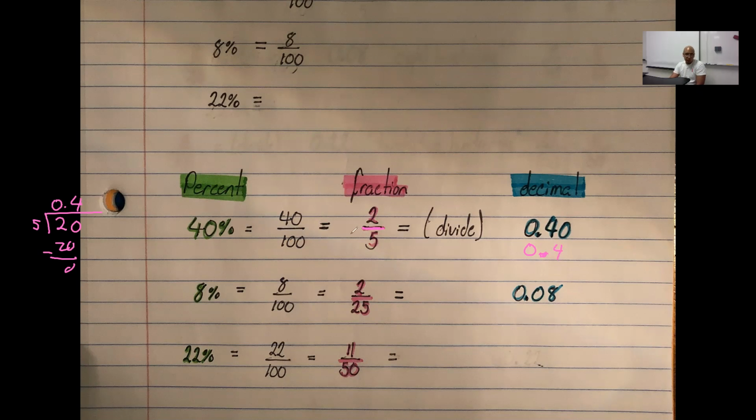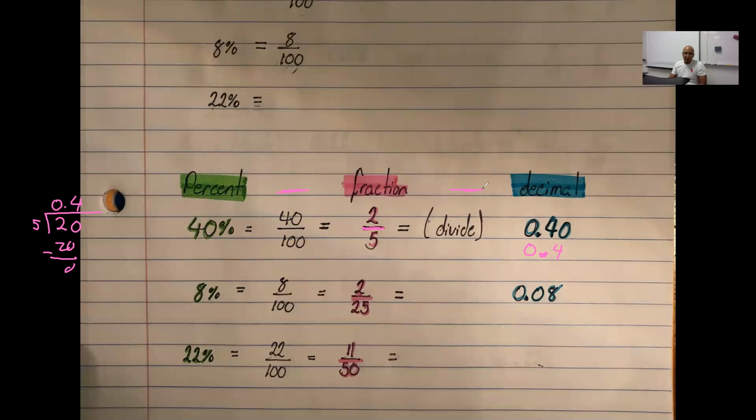So 40% is 2/5, which is 40 hundredths or 4/10. 4/10 is 40%. So ladies and gentlemen, what I want you to get from this is that percents, fractions, and decimals are really three different ways of writing the same thing. There really is not a difference. It's just from a different perspective.